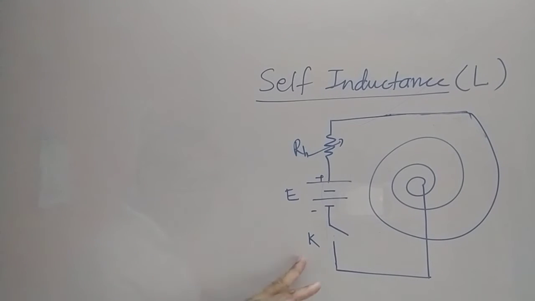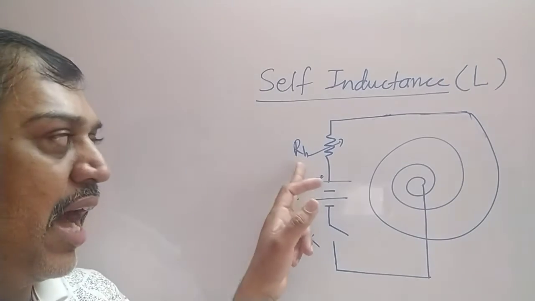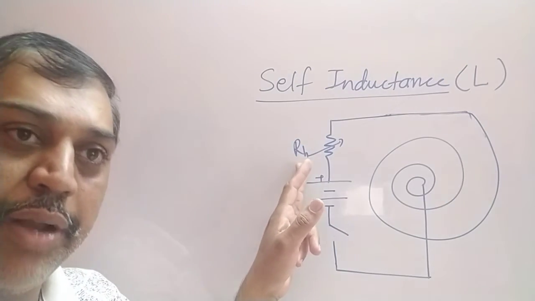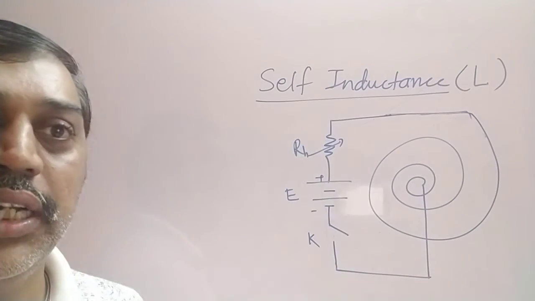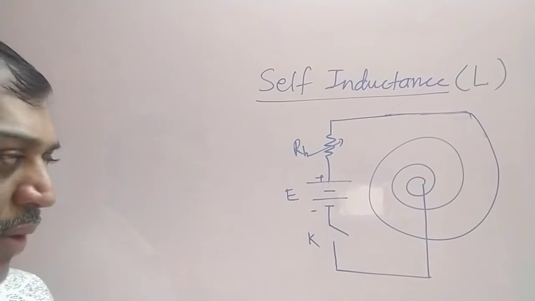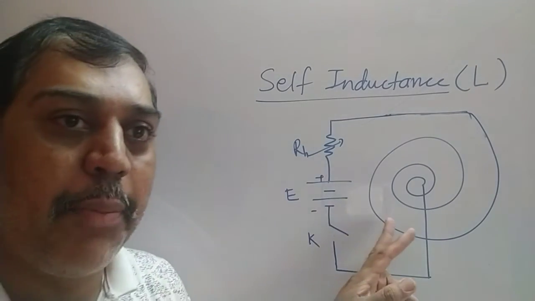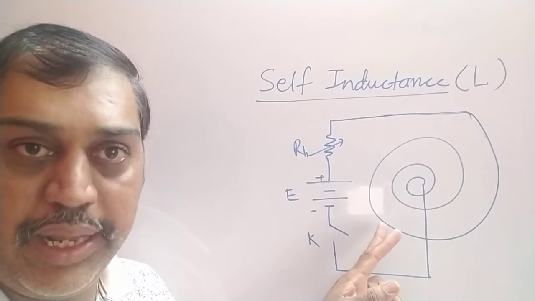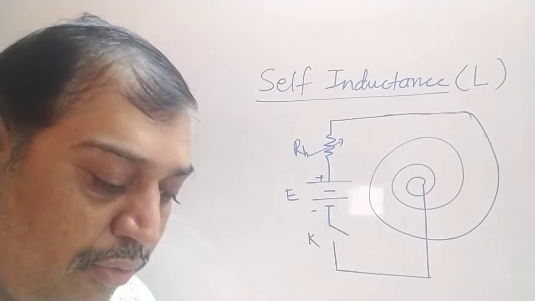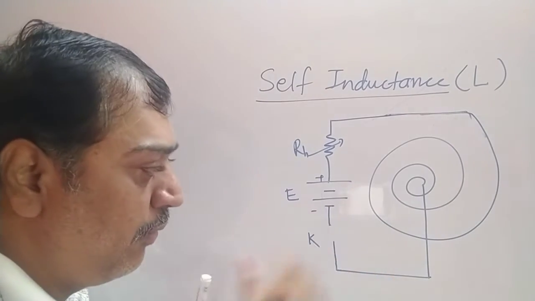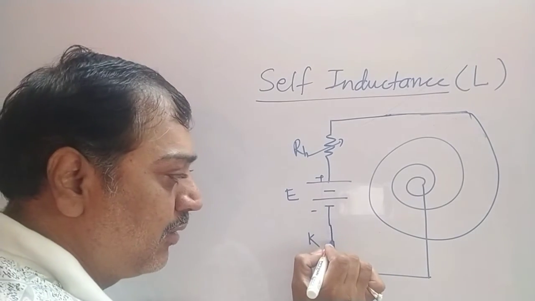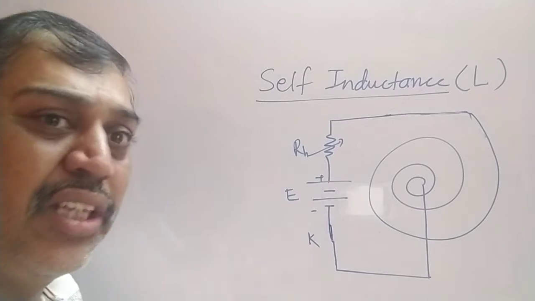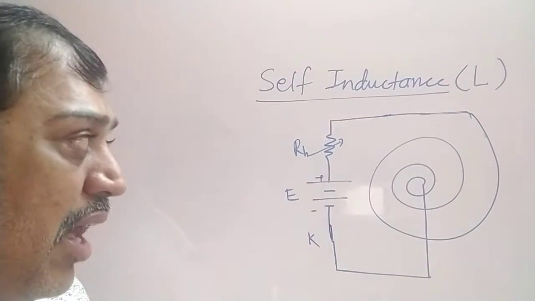So K is for key, E for battery, R is for changing resistance, it is said to be a rheostat, and this is a coil. If this coil is connected like this, when the key is open, no current passes to the coil, there is no production of EMF and induced current in the coil. But as soon as we close this key, when we close, meaning switch on the key, what will occur?